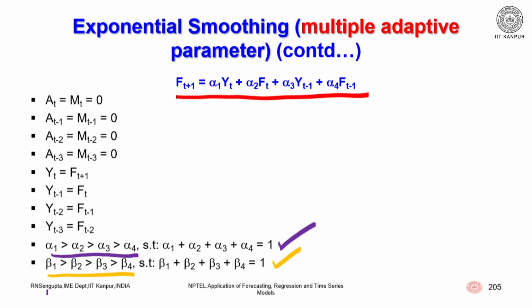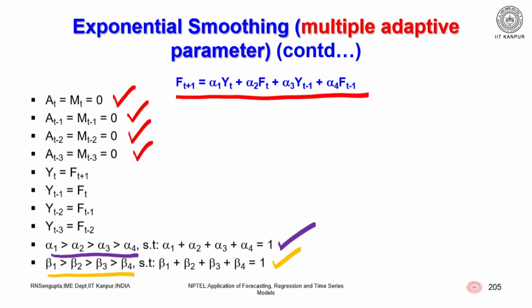Starting values, I will mark them one at a time with the red color. A t and M t are equal to 0 as we did it. A t minus 1, M t minus 1 is also 0. Similarly for A t minus 2, M t minus 2 and A t minus 3, M t minus 3. Basically, the starting values of the errors and the smoothened errors would be considered 0.